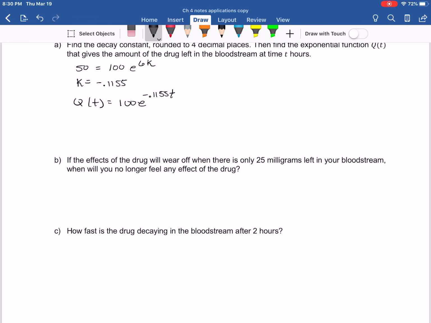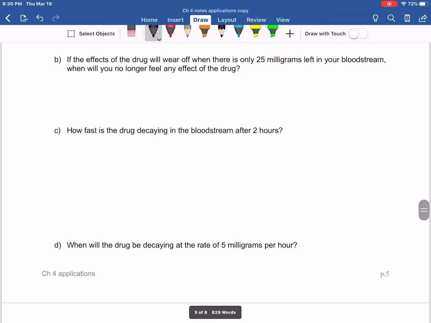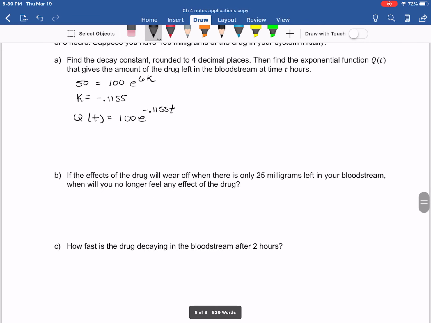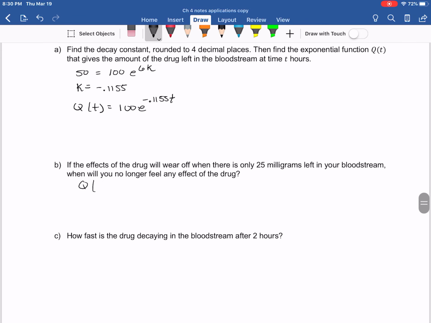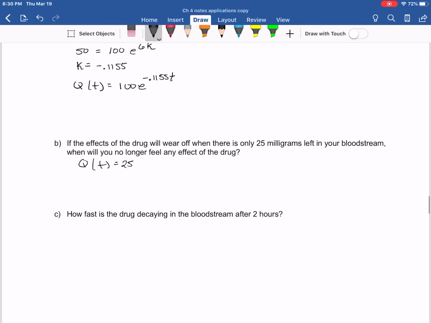Part B, if the effects of the drug will wear off when there's only 25 milligrams remaining in your bloodstream, when will you no longer feel any effect of the drug? So this means that we want to figure out when Q of t equals 25. Okay, so set the equation that you just found equal to 25 and solve for t.